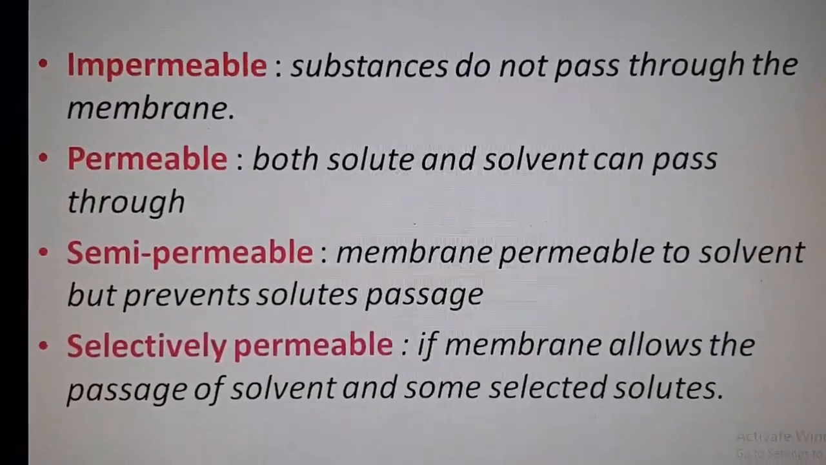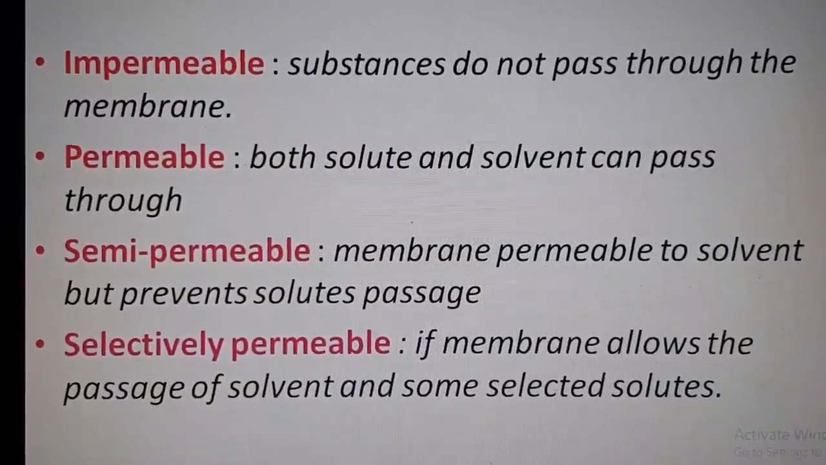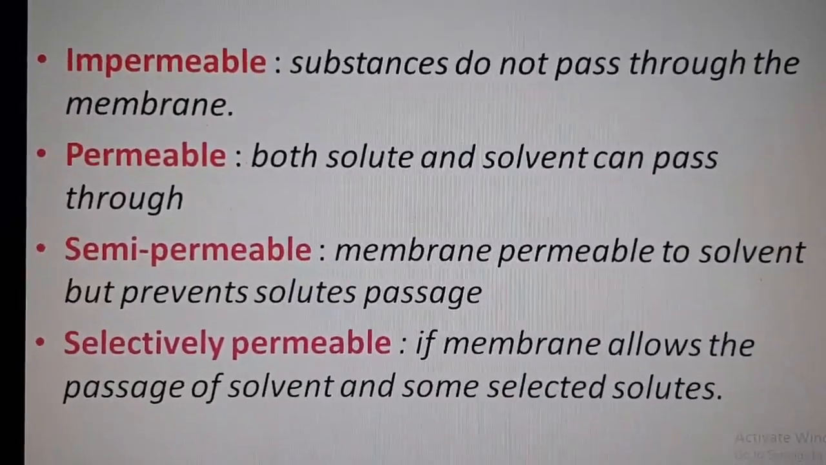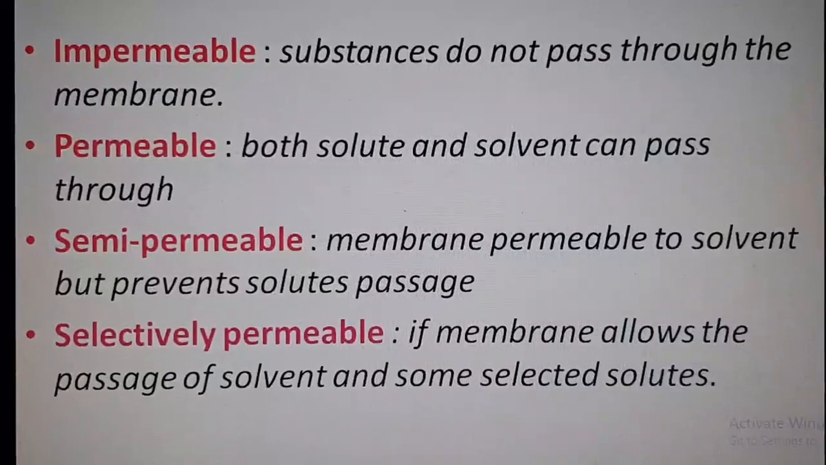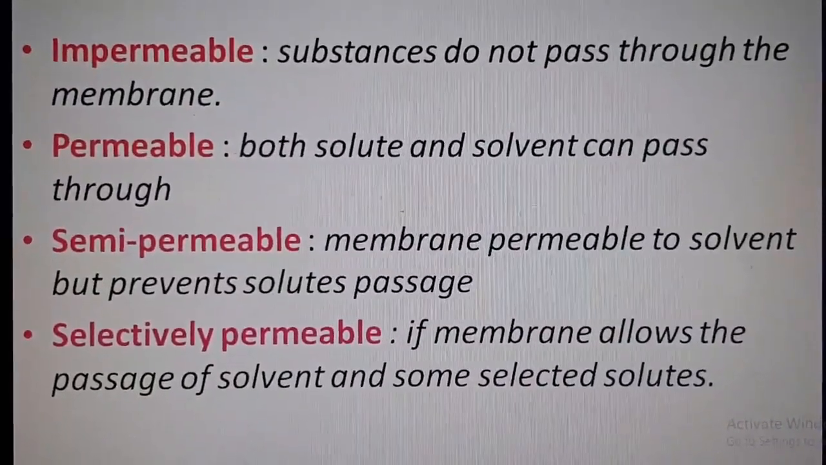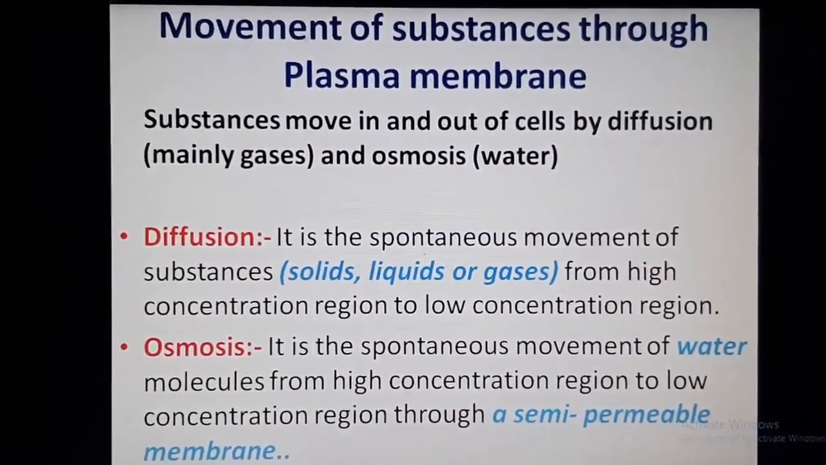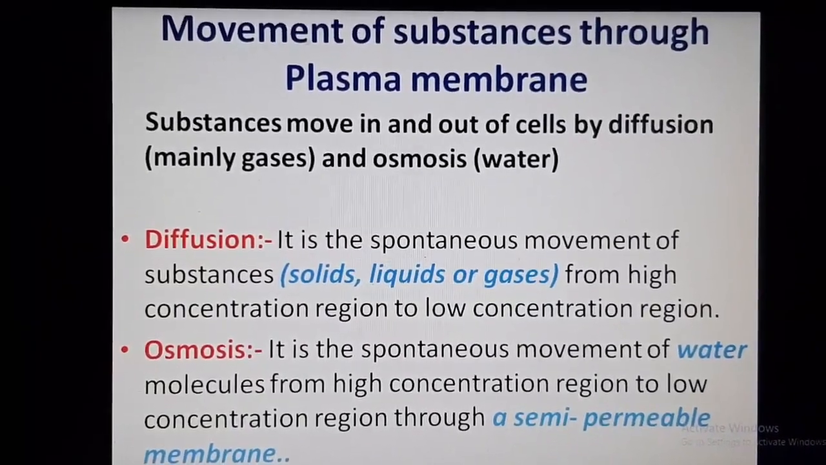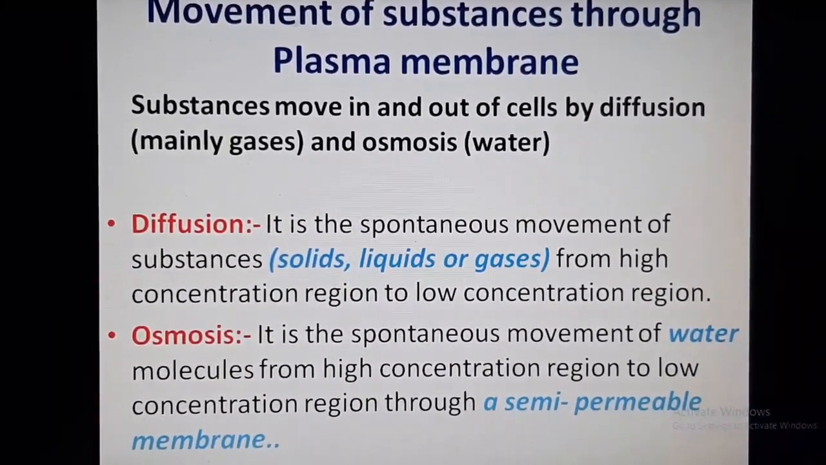So are you clear with all these terms? Impermeable: no substance passes. Permeable: both the substances pass. In semi-permeable, only the solvent passes but not the solute. And in selectively permeable, both solute as well as solvent pass, but only selected solute is allowed. So these are the four basic terms you should know. Now the question arises: how do substances like carbon dioxide, oxygen, or water molecules pass through the plasma membrane?